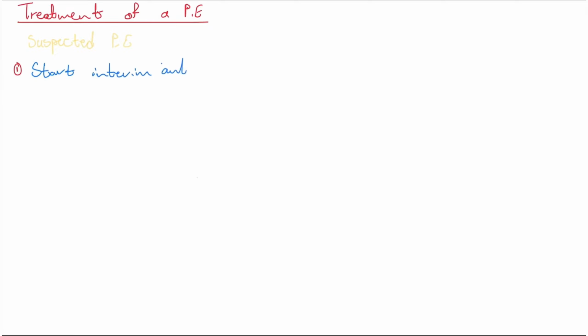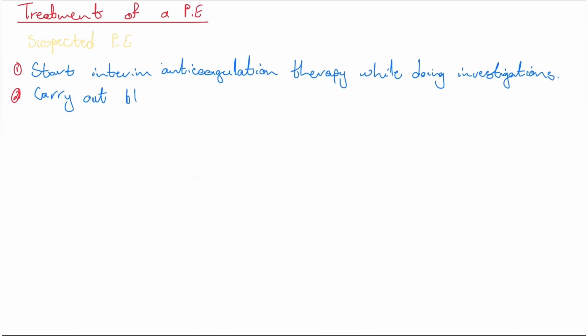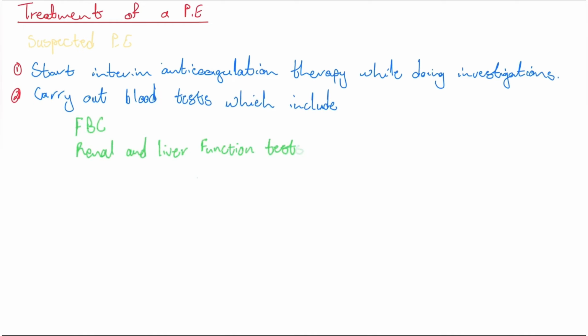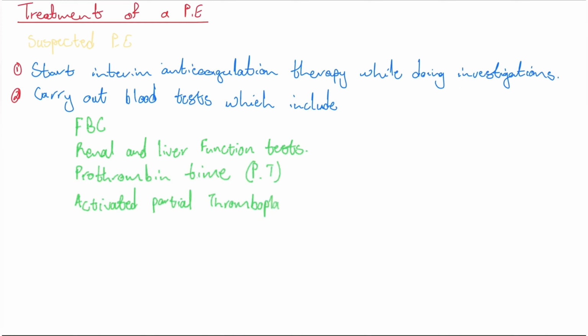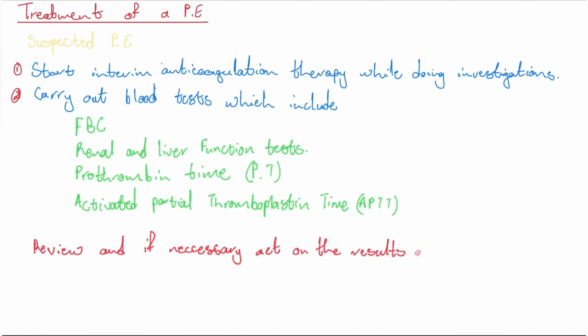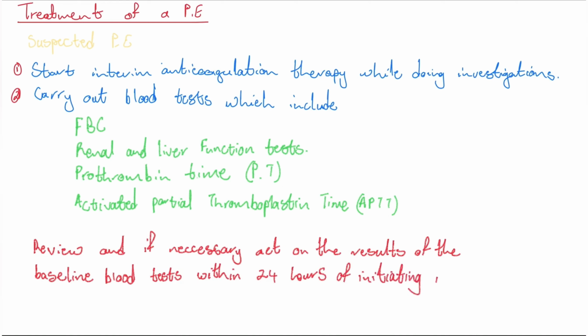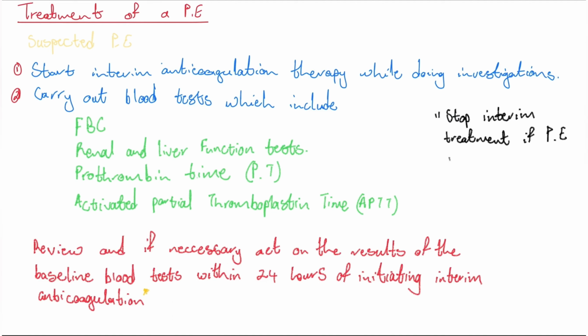If a patient is suspected of having a PE, we start interim anticoagulation therapy while carrying out investigations for pulmonary embolism. The investigations include a full blood count, renal and liver function tests, prothrombin time, and activated partial thromboplastin time, as well as a CTPA if indicated by the Wells score. Following this, we review the results from the blood test and if necessary act on the results within 24 hours of initiating interim anticoagulation. Stop interim treatment if PE is ruled out on investigations.